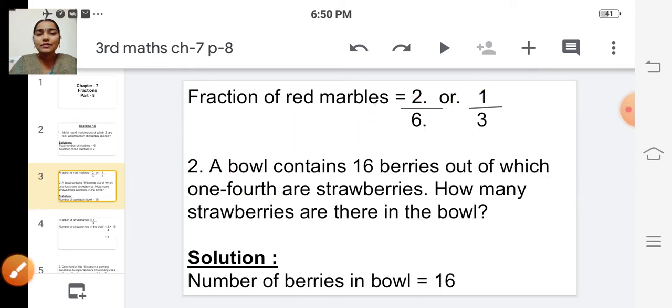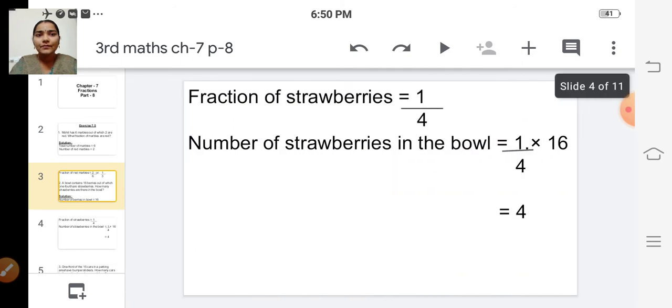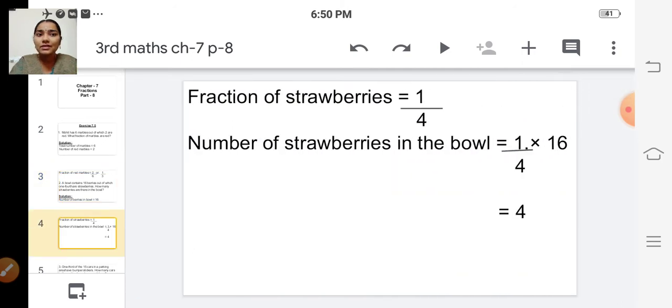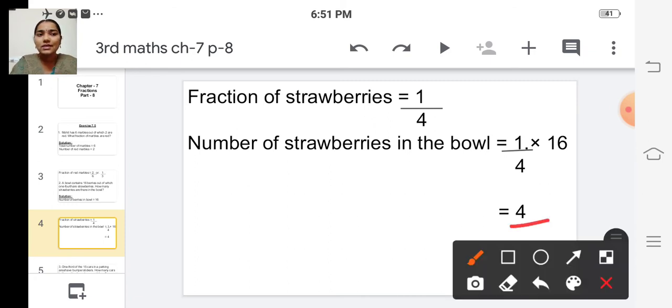So see the solution. Number of berries in the bowl is equal to 16. Fraction of strawberries is 1/4. They have given that, isn't it? 1/4 are strawberries. So the fraction of strawberries is 1/4. And the number of strawberries in the bowl is equal to 1/4 into 16. So after dividing, we got 4 as the answer.